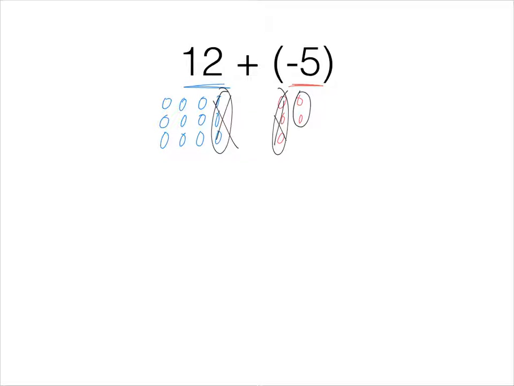And I have 2 here. I need to grab 2 from this side. Those cancel out, and what I'm left with is 2, 4, 6, 7 on this side. So I have 7 leftover positive guys, which means 12 plus negative 5 is 7.